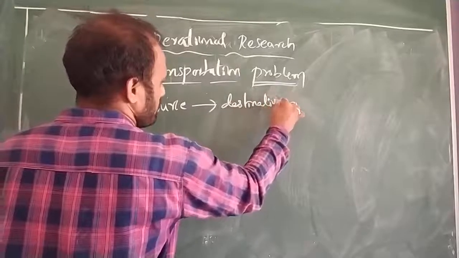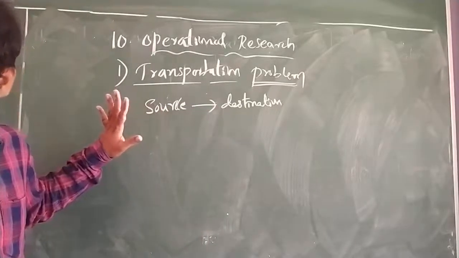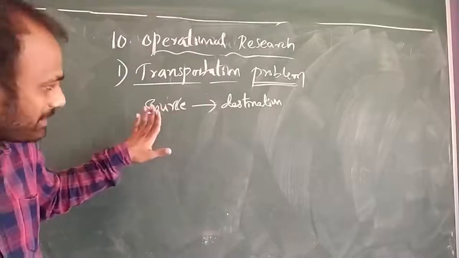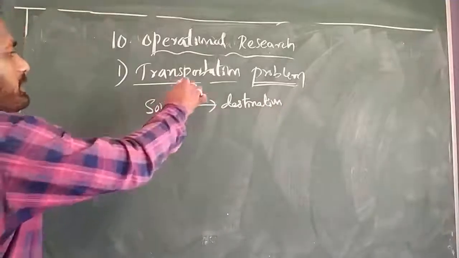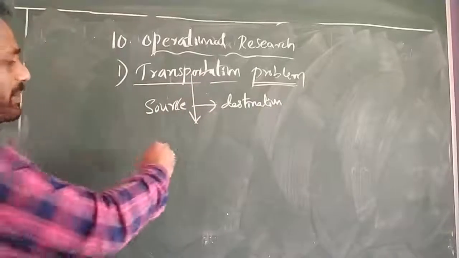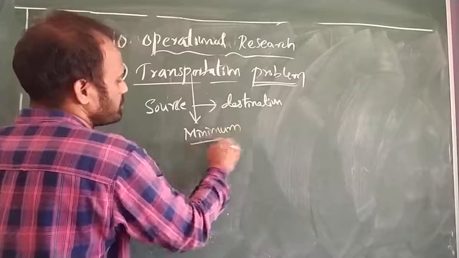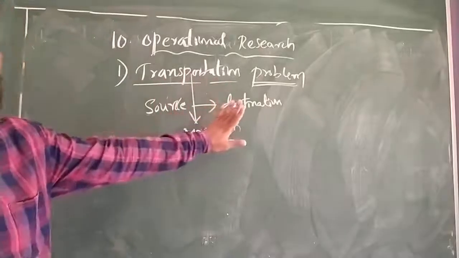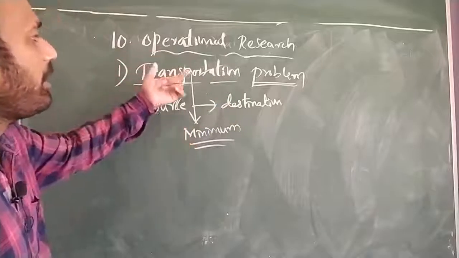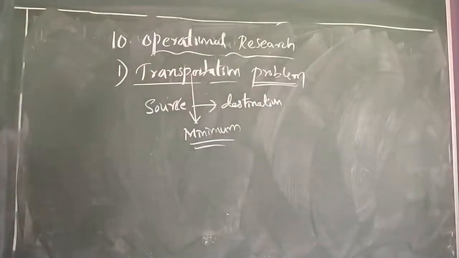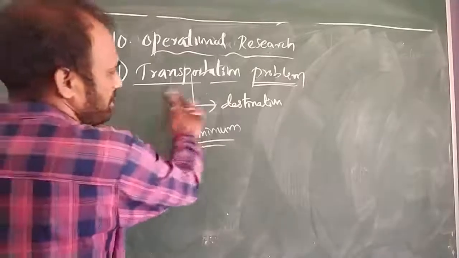Source to destination means, for example, if we are making any material in the industry and taking that material from one place to another place, we are interested in minimizing the transportation charge, either at the source or else at the destination. If we minimize it, then our total transportation charges will be reduced. So to minimize these transportation charges, we will be using this concept, that is the transportation problem.